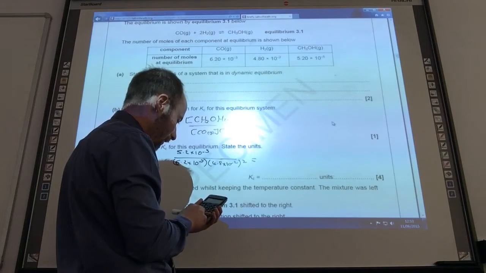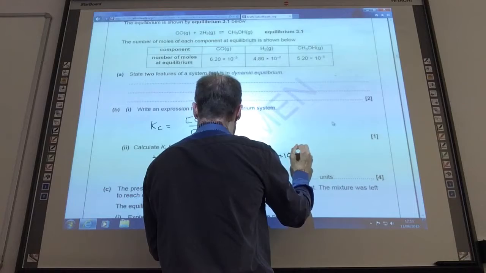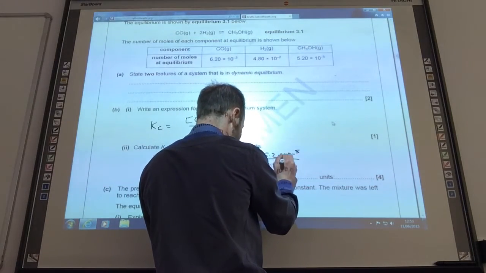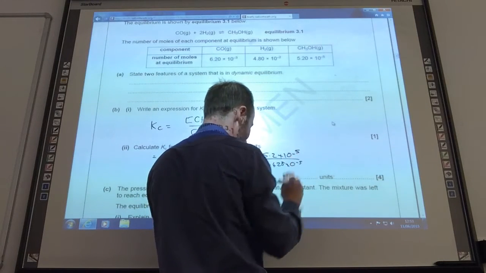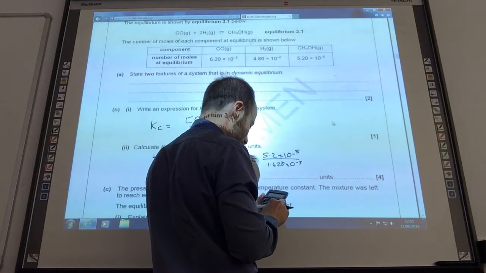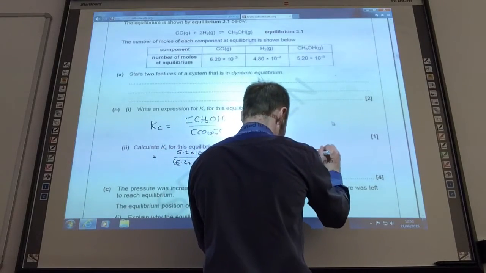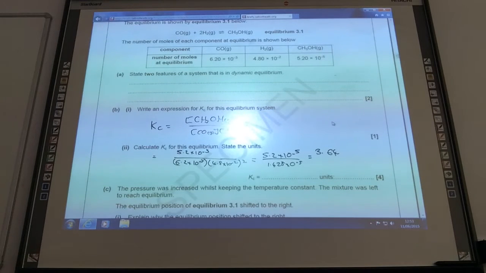Saying that, I'll probably do that myself now. So that equals 5.2 times 10 to the minus 5 divided by 1.428 times 10 to the minus 5. So let's just finish that calculation off, and that comes to 3.64. I also need to work out my units for that. So let's do that. I completely stuffed that up.